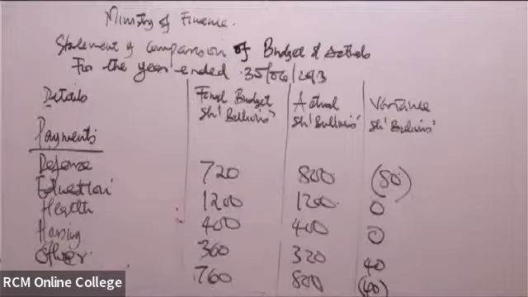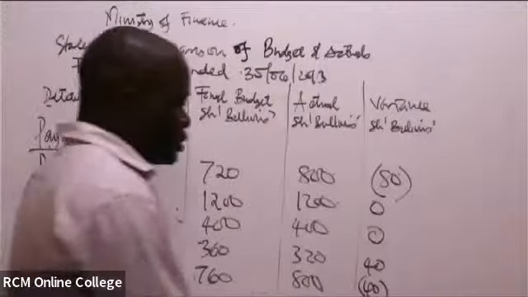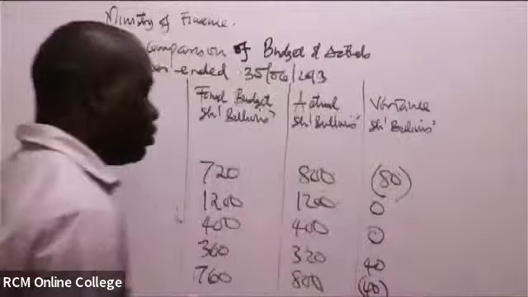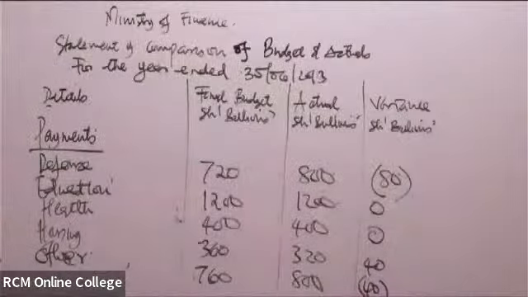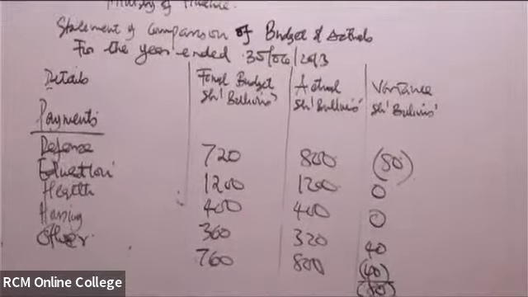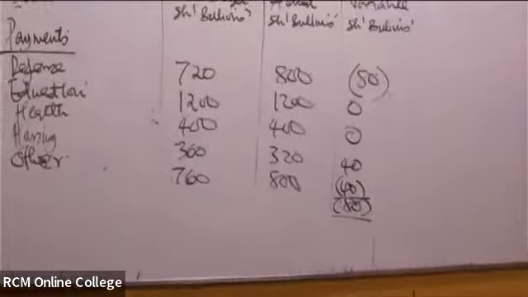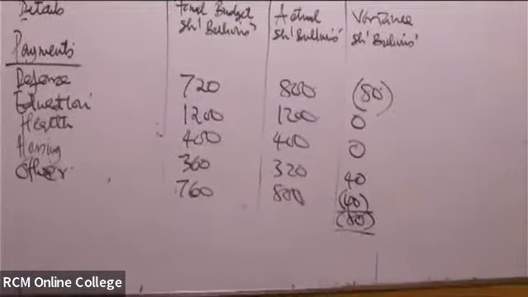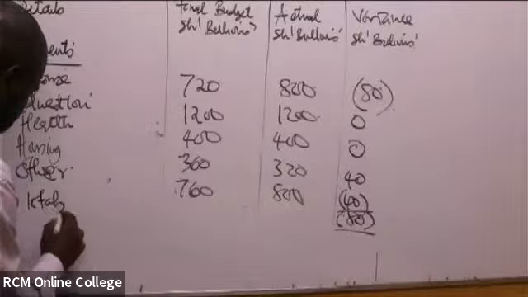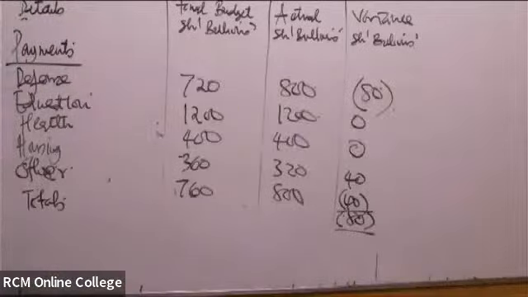So what is the total under payments? Do also the total for the payments. I think you'll get negative 80, because this one cancels this one. So the totals for payments, you'll get negative 80.